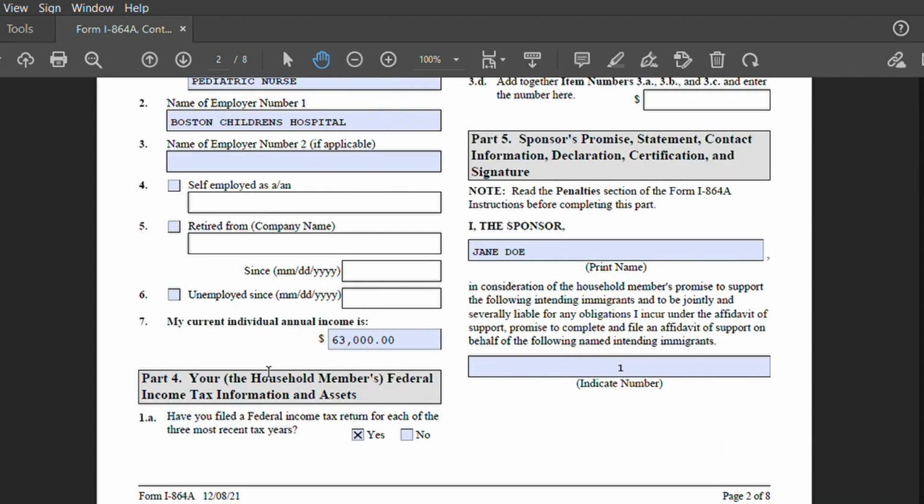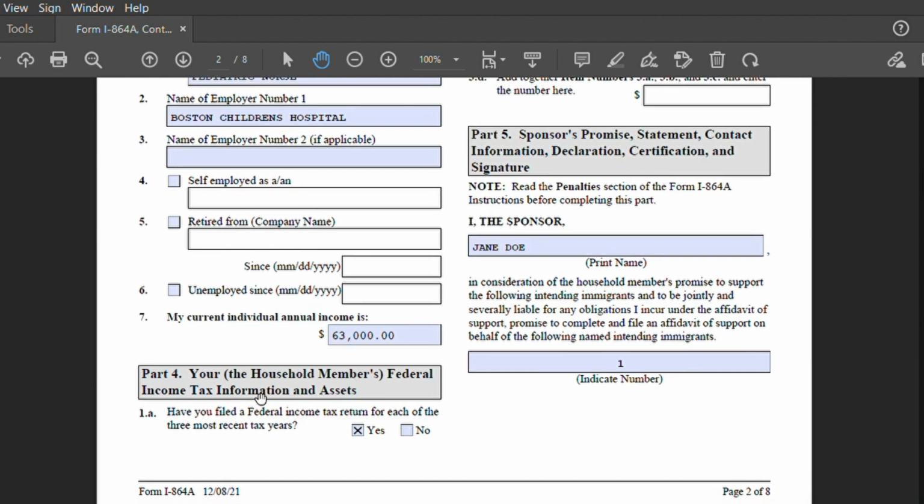So here you would want to put an estimate of how much money you're estimated to make in this year, 2022. Moving on to part 4, here you're going to have to provide your federal income tax information and assets, but assets are optional. So here the first question asks if you have filed income tax returns for the past 3 years. You can either say yes or no, and just to be clear, only the most recent year's tax return is required. So the other 2 are optional.